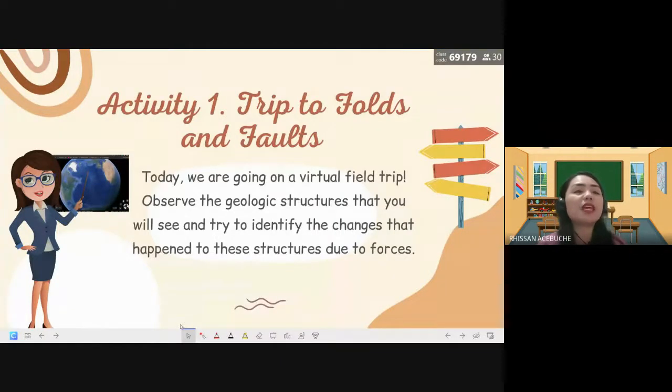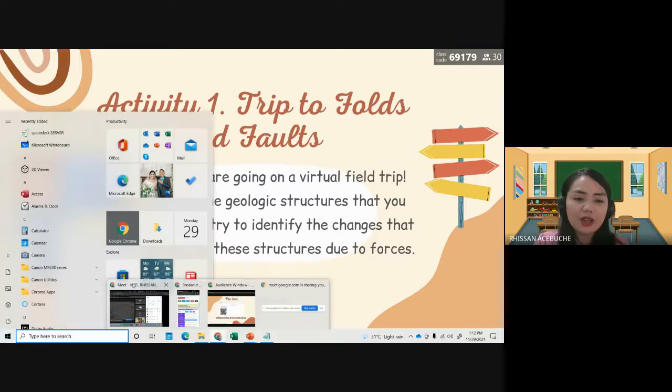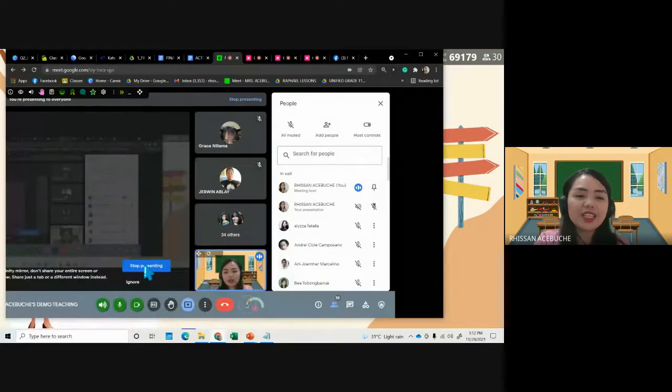So all we have to do is I will be taking you to a virtual field trip. You are going to observe geologic structures and then identify the changes that happen to these structures due to forces. So let me now take you to a virtual tour. This is actually sponsored by Google Earth. Okay, so let's now explore different geologic structures. Let's go to a virtual field trip through Google Earth. Are you ready? Brace yourselves.